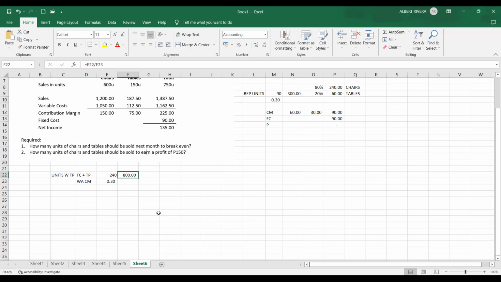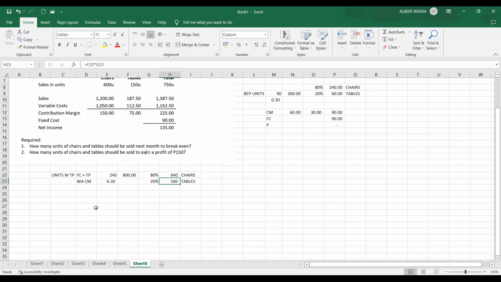However, how many of that 800 will be sold for chairs? And how many for tables? And again, you will use the corresponding sales mix. The corresponding sales mix is 80% and 20%. So this 800 times 80% here will give you 640 units must be sold for chairs, and 800 times 20%, this would be 160 tables.